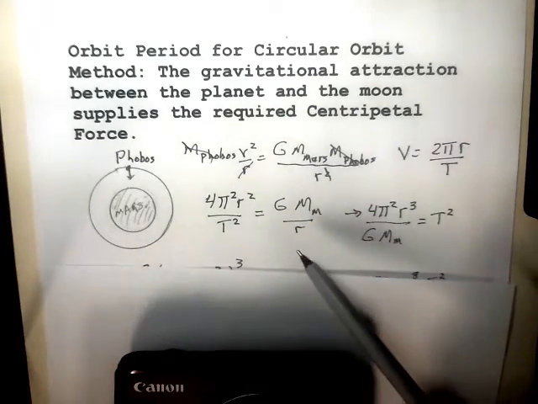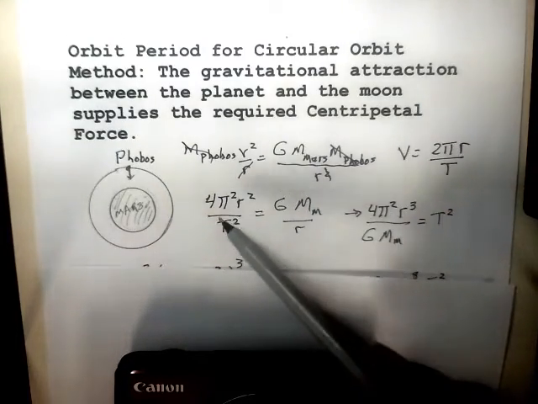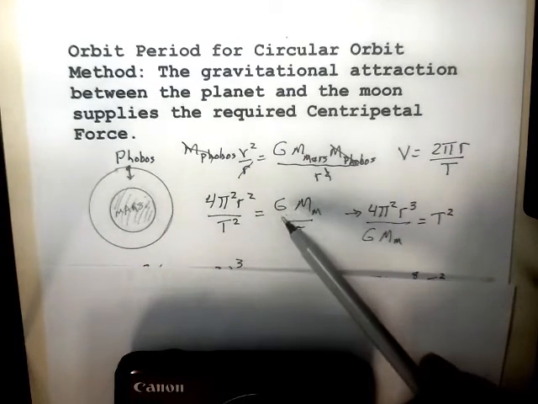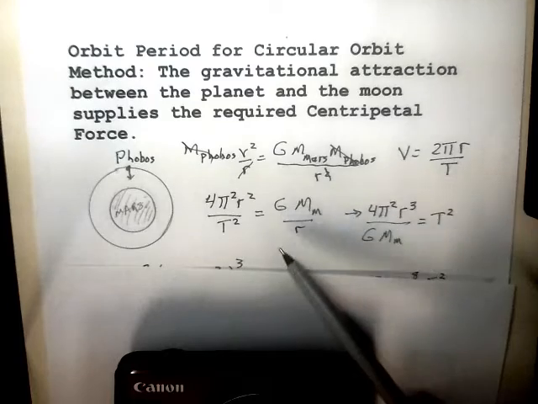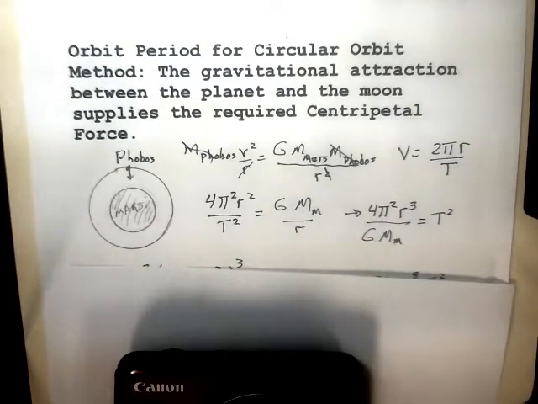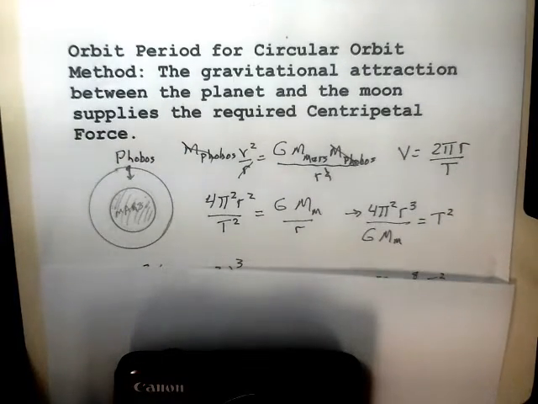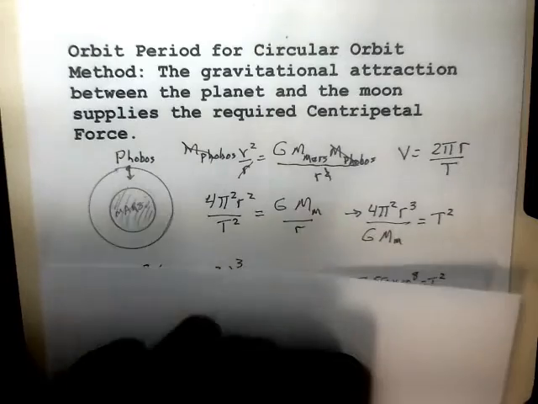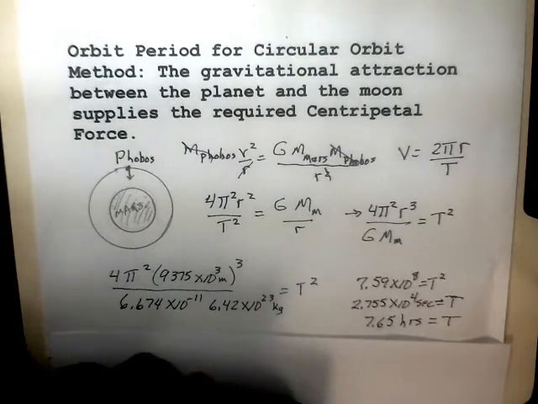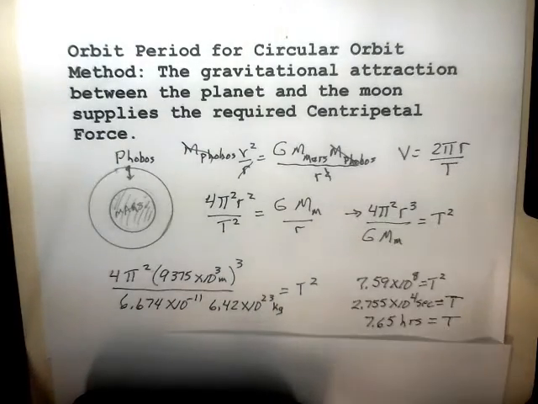Well, we can cross multiply here. 4 pi squared r cubed. Divide both sides by G and the mass of Mars. Multiply both sides by t squared. And we come up with a formula for the period squared. And now we'll solve this, putting in constants that are appropriate for the situation here.